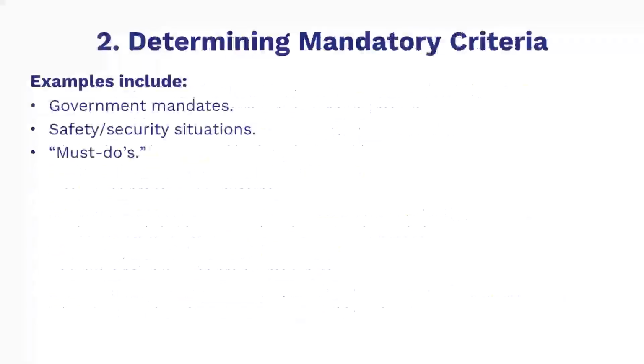Once the leadership team agrees on a list of important criteria, the next step is to determine whether any of the criteria are mandatory. That is, are there any situations that dictate a project must be chosen regardless of any other considerations? Examples of this include government mandates and clear safety or security situations. This list of must-do projects should be kept as small as possible, since these projects automatically get selected and can crowd out other worthwhile projects.